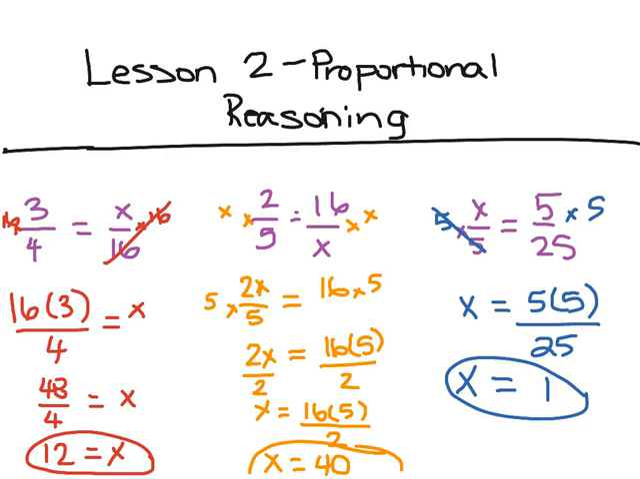What you may notice is that when we get to this state right here, it's the same as our 16 multiplied by our 3 divided by 4. So you multiply across and you divide by 4. Some people remember this as cross multiply and divide. Same thing works over here. We have 16 times 5 divided by 2. And the last one, 5 times 5 divided by 25.